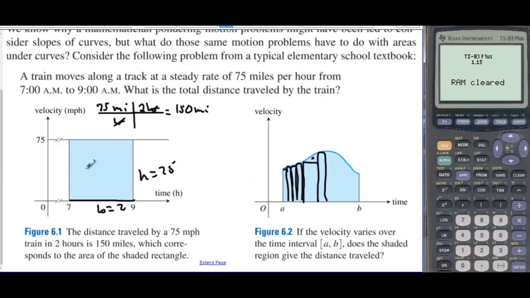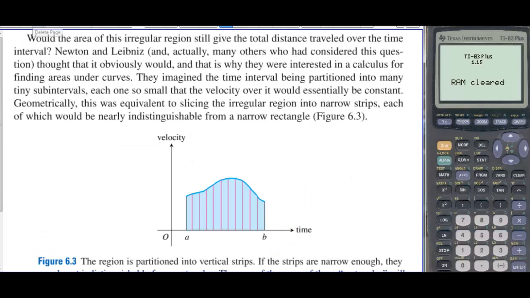So yeah, we can find the exact area if the velocity is constant, but what if it isn't? That's where calculus comes in. Would the area of this irregular region still give the total distance traveled over the time interval? Well, sure it would. It's area under the curve. Newton and Leibniz, and actually many others who have considered this question, thought that it obviously would. And that is why they were interested in a calculus for finding areas under the curves.